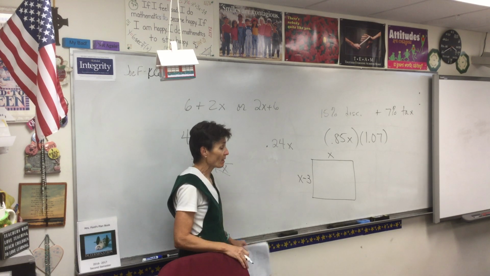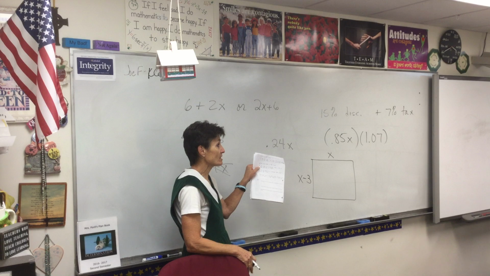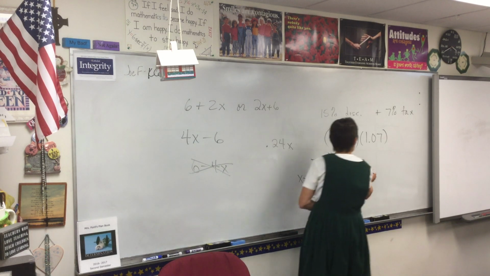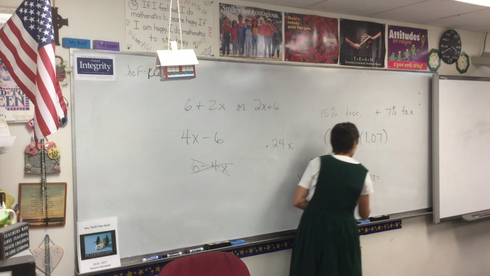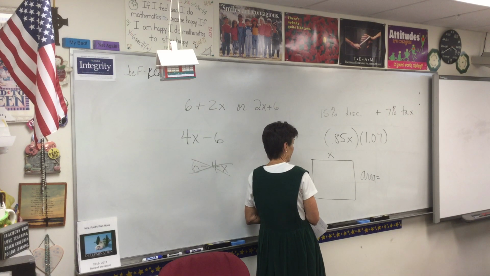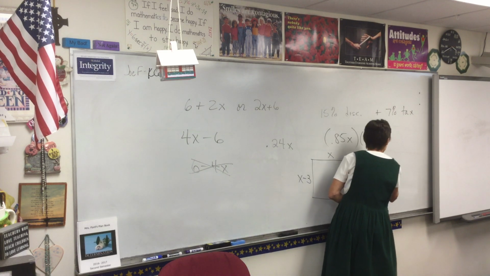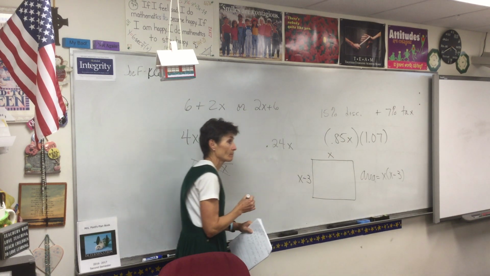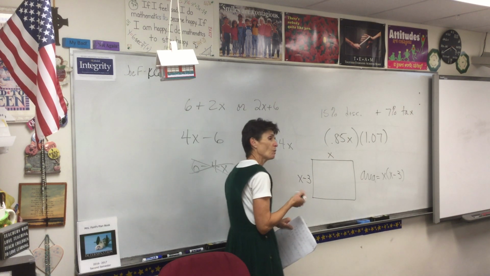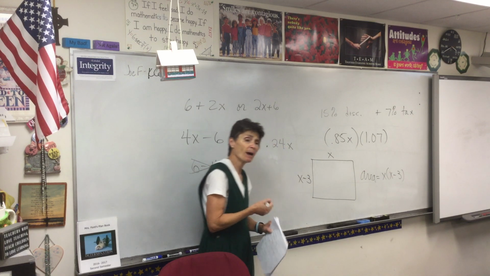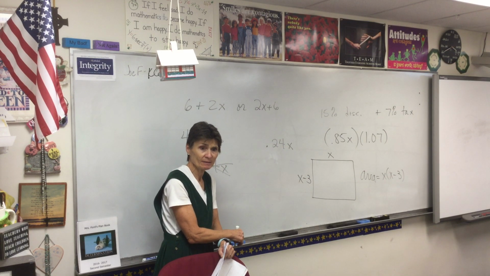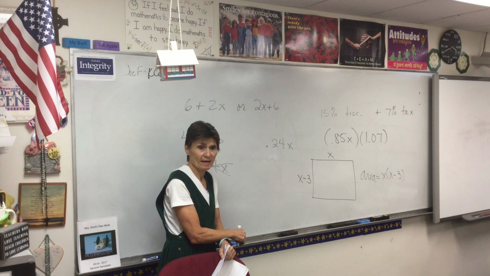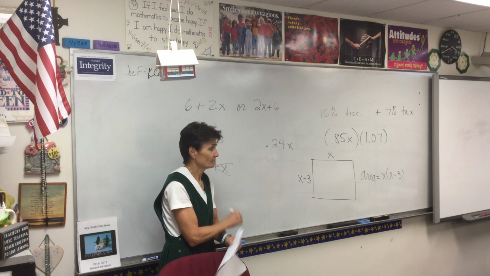If you set it up that way, the question says write an expression for the area. How do we find the area of a rectangle? Length times width. So x times x minus 3. There would be other ways that you could set this problem up, but does that make sense to everybody? The width is 3 less than the length.